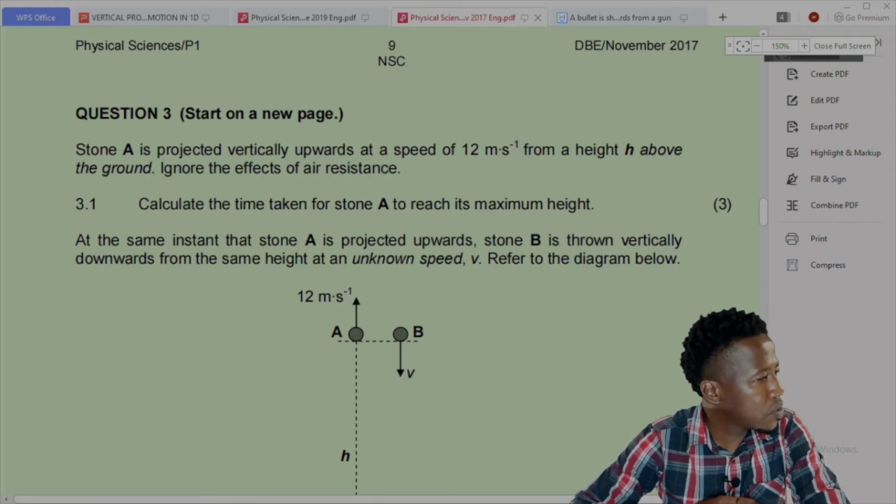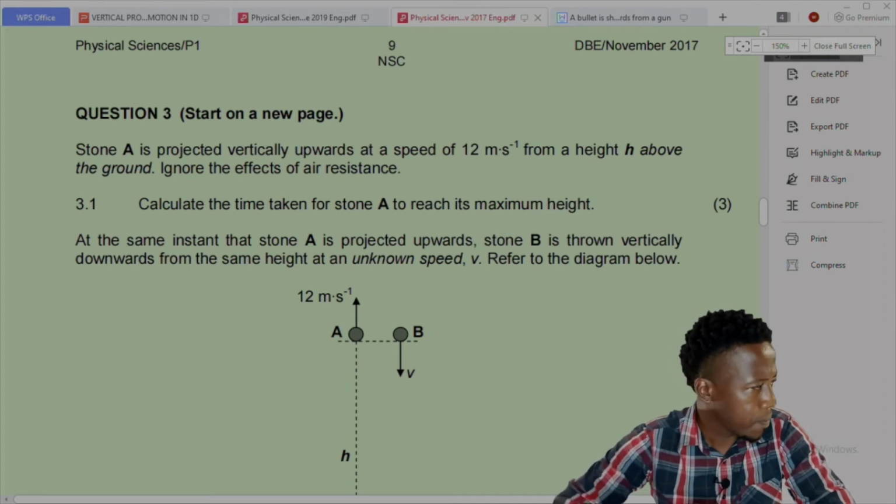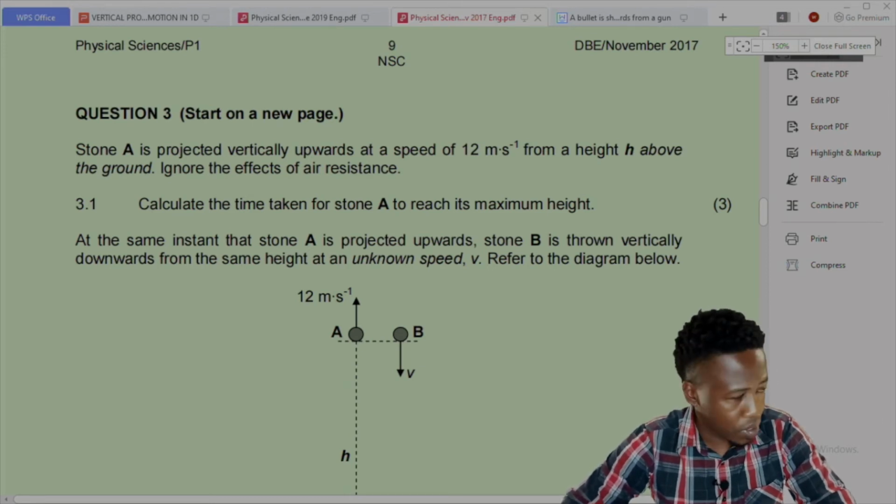Now let's move on to our next example, which comes from the November 2017 paper. Yeah, question 3, which deals with exactly what we are doing today. Now it says stone A is projected vertically upwards at a speed of 12 meters per second from height h above the ground. Now ignore the effects of air resistance. It says calculate the time for stone A to reach its maximum height. That's our first question, right?